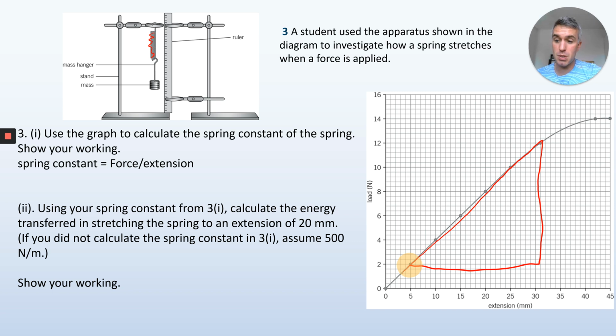For part 2, use the spring constant that you've calculated and calculate the energy transferred in stretching the spring to an extension of 20 millimeters. If you didn't, they've given you a value here. But note the value they've given you here and the units. There's more than one way to work this out. Please, most important is show your working.